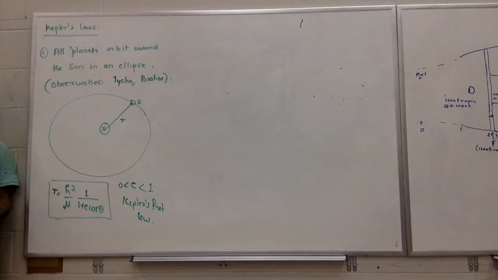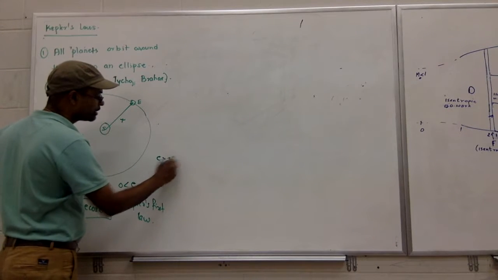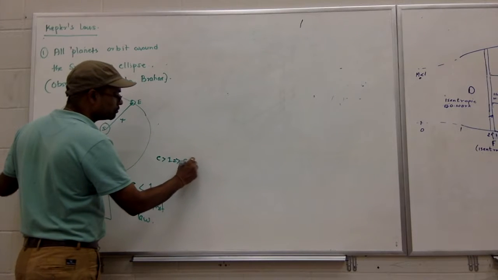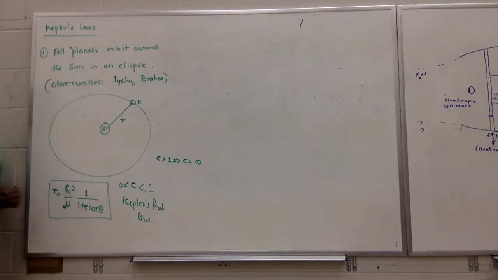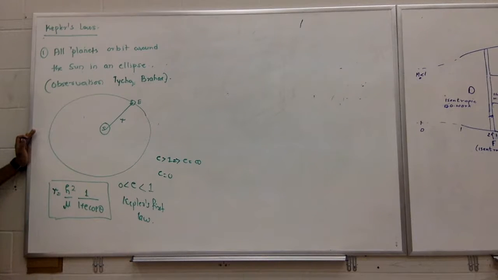Greater than 1 means what? If it says greater than 1, what does that mean? Hyperbolic. Okay. So E greater than 1 is hyperbolic, or E greater than 1 implies E could be infinity, and E could also be 0. So the range of this is from 0 to infinity.